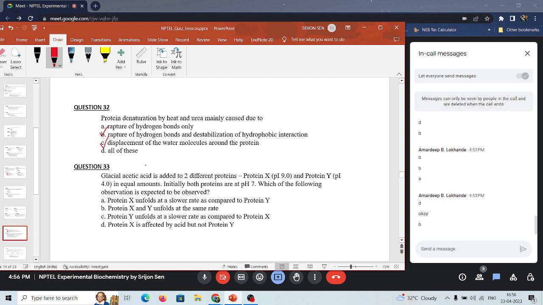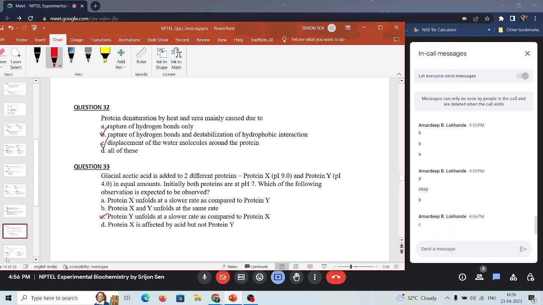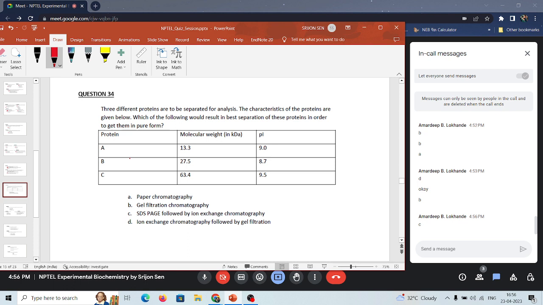So what you are doing over here, you have to unfold a particular protein. So your protein will get unfolded. Yes, very good. Your protein Y will unfold at a slower rate than your protein X. Very good. Question number 34.